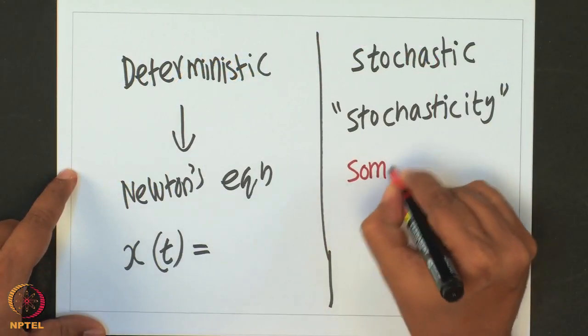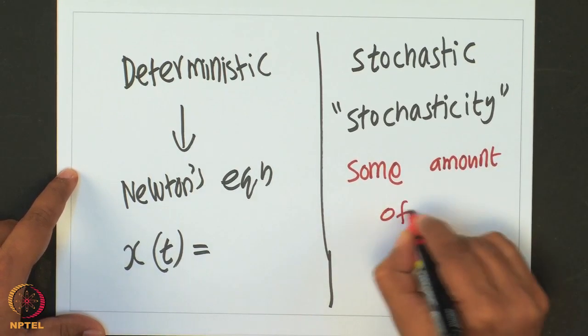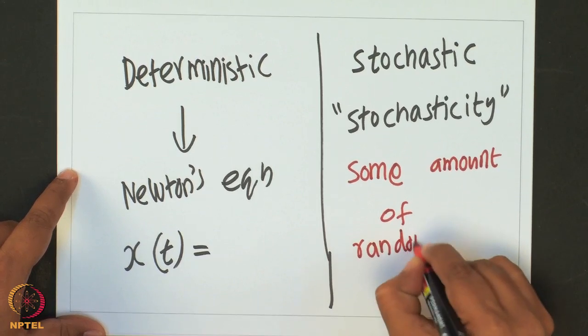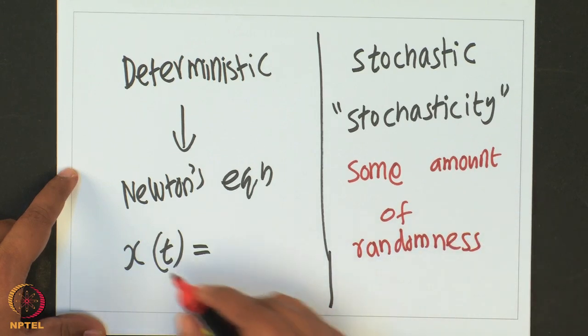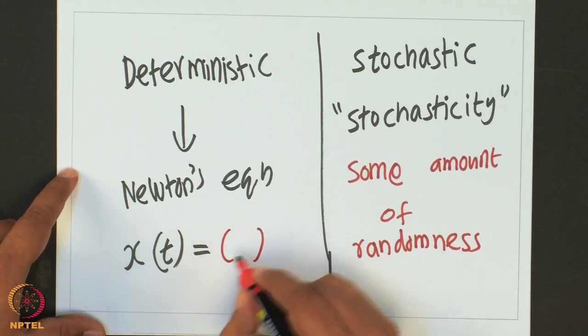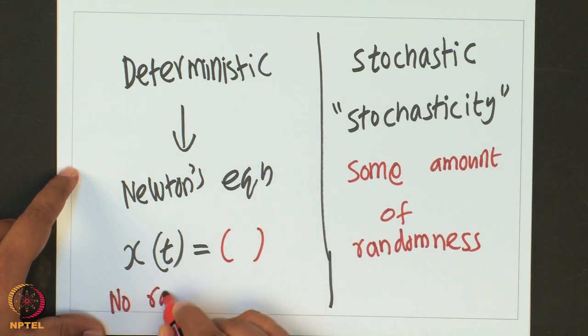However, things in biology are not really deterministic. They are stochastic. What does that mean? There is some amount of randomness in the process. A process with some amount of randomness is typically called a stochastic process, and this other one is a deterministic process, because it is determined and there is no randomness.